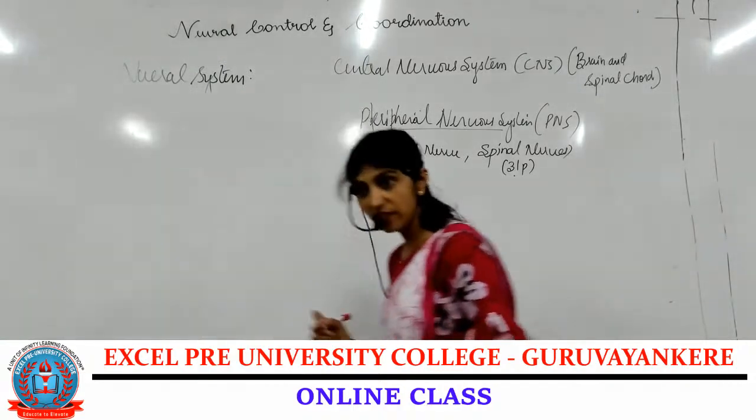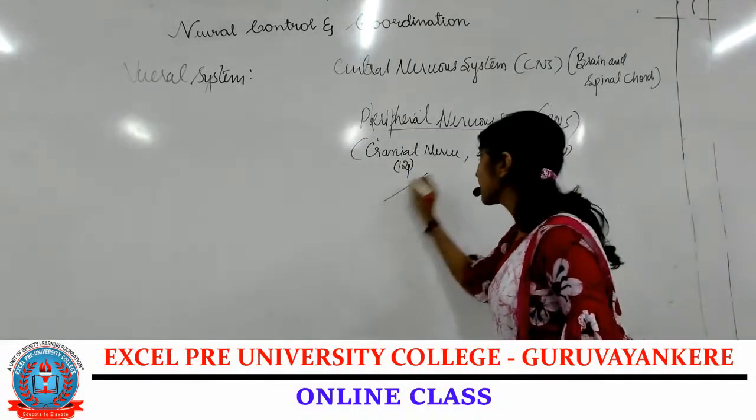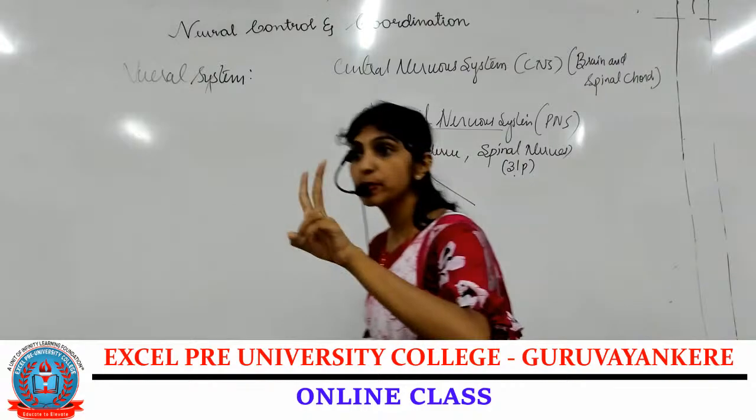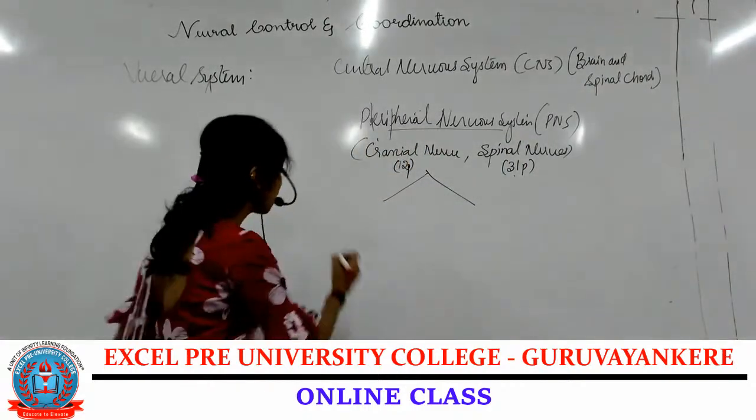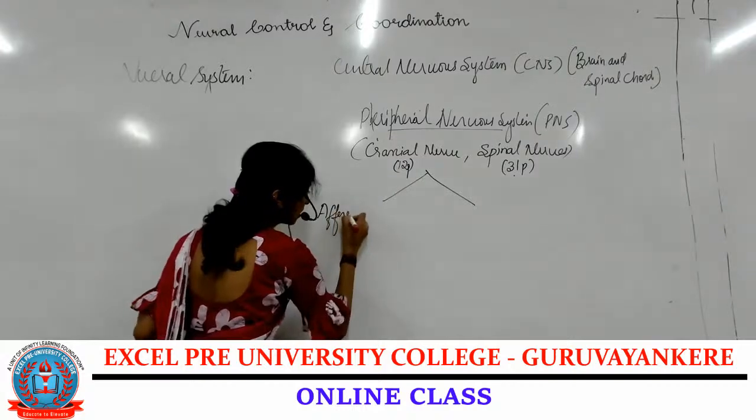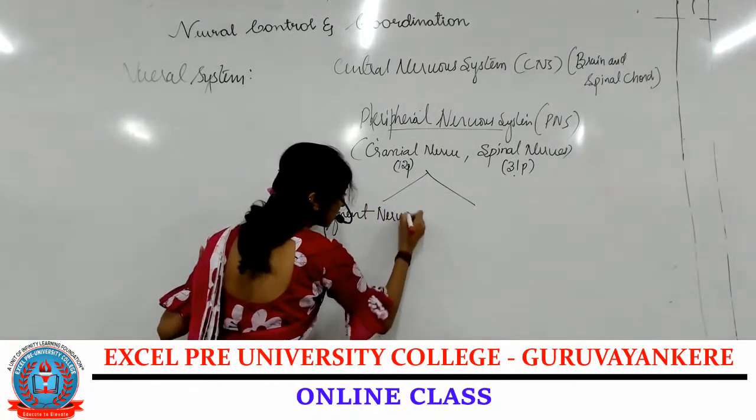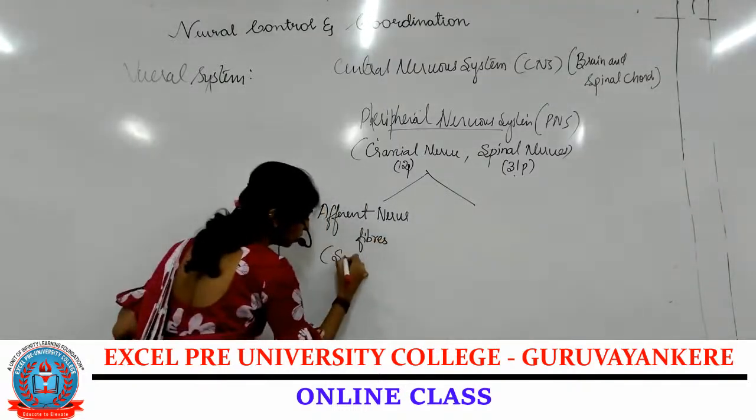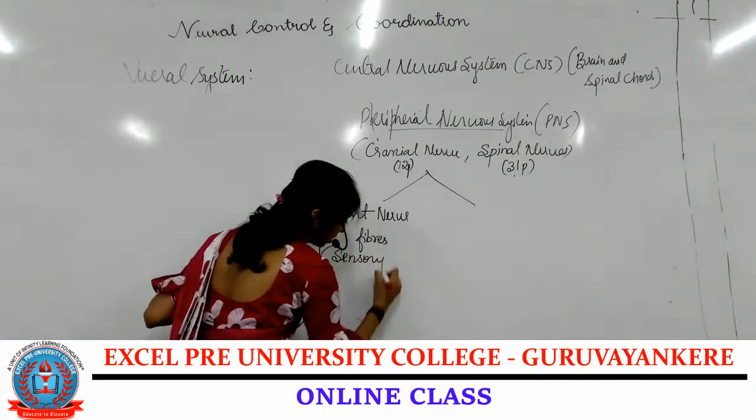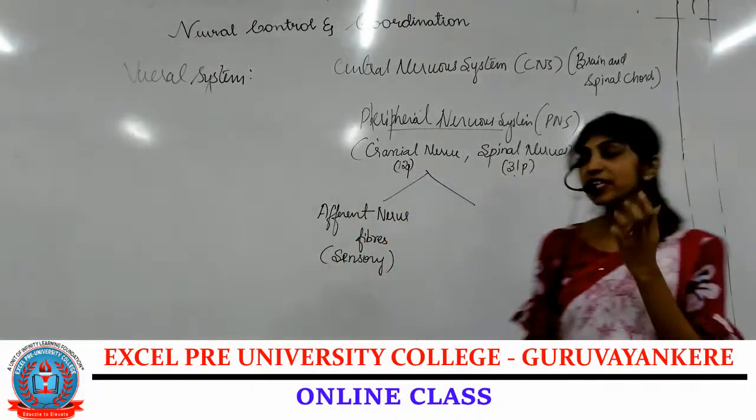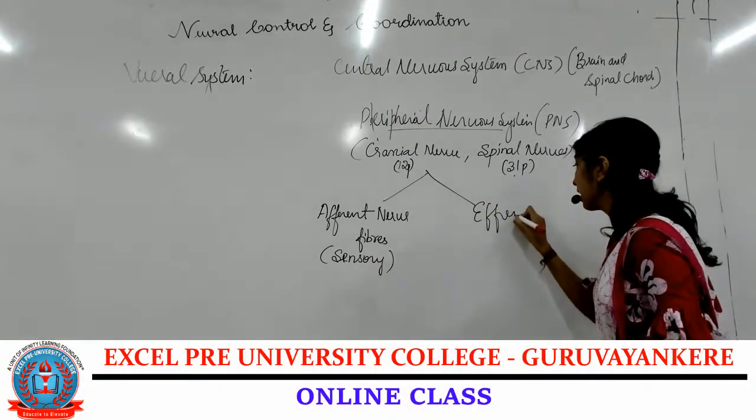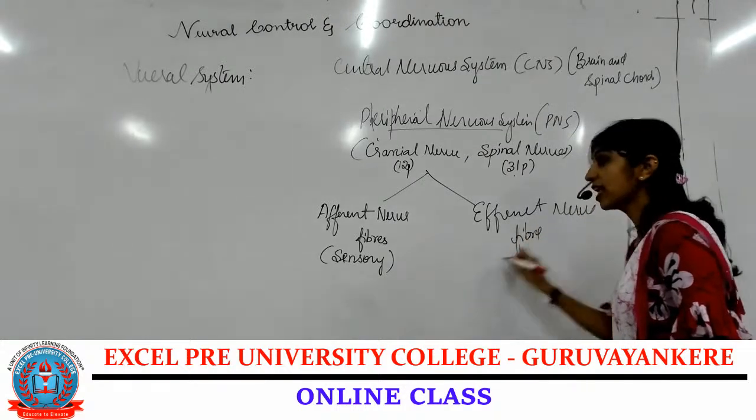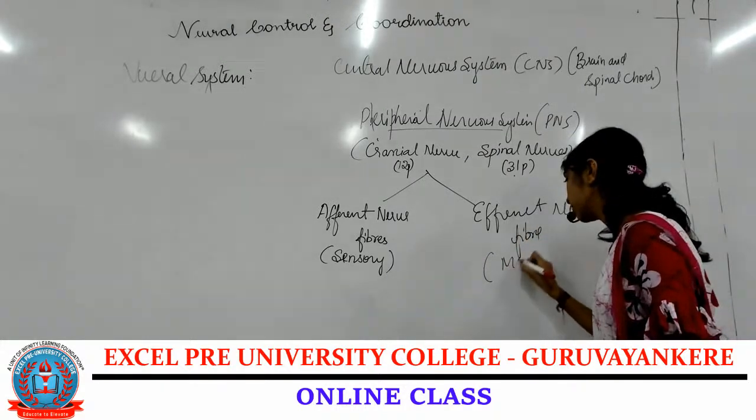These peripheral nervous system fibers, since they have to transmit, receive and send back the signal, consist of two types of nerve fibers. One is afferent nerve fibers, which are also called sensory nerves. And we have efferent nerve fibers, that consist of motor nerves.